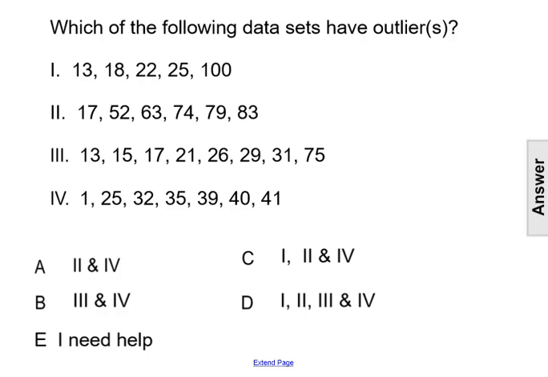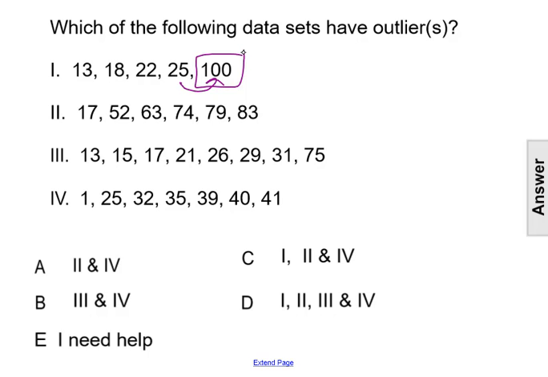So in data set 1, we have 13, 18, 22, 25, and 100. So we're starting out with 13 and gradually getting a little bit higher, and then all of a sudden we make a jump from 25 to 100. 100 is then going to be an outlier. It is relatively much larger than the other 4 numbers of 13, 18, 22, and 25.